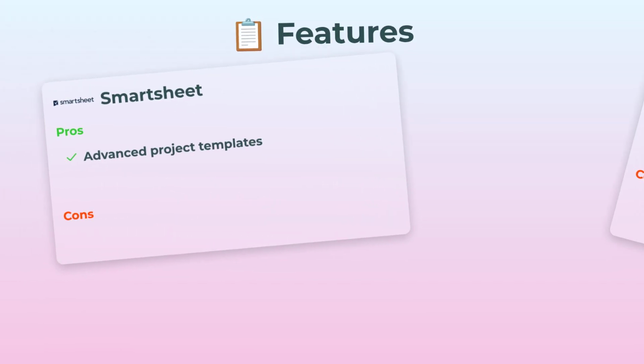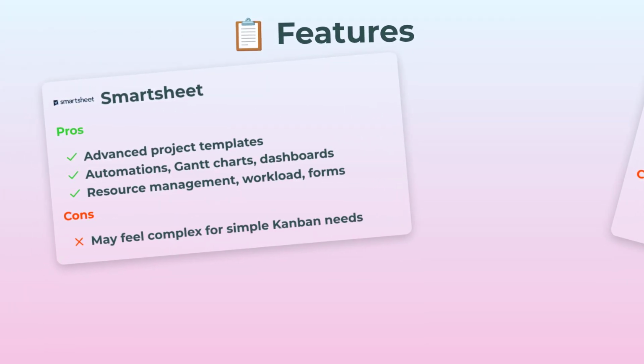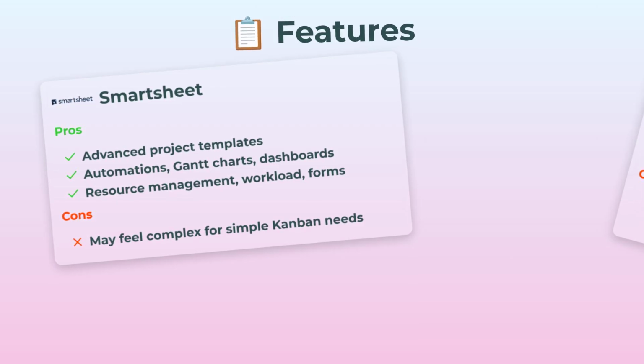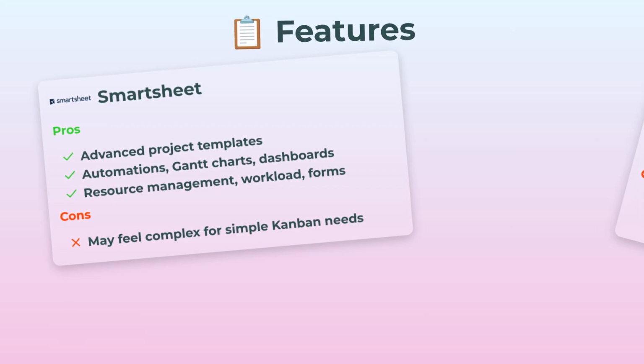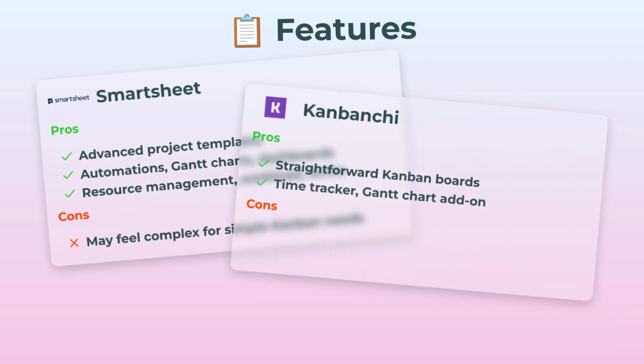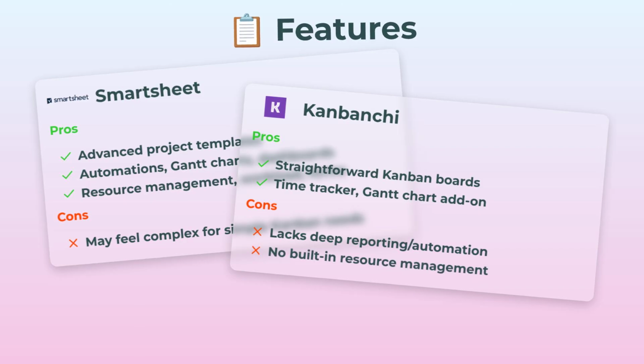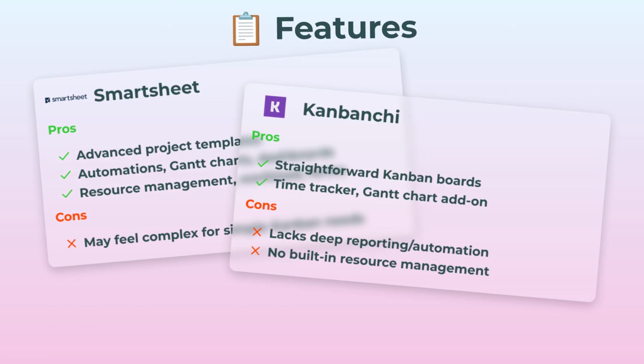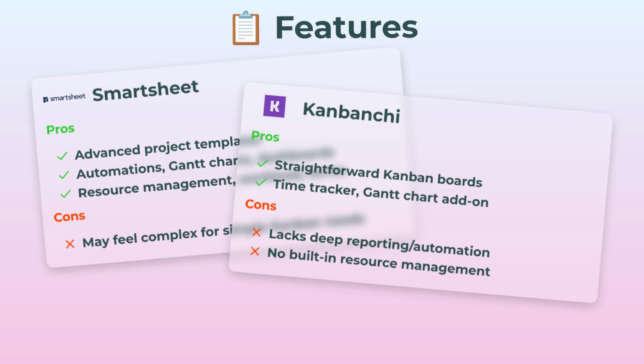Features. This is where things get interesting. Smartsheet pulls out all the stops: advanced templates, automations, actual Gantt charts, resource management, the works. Like, if your project gets complicated, Smartsheet will handle it. Downside? Honestly, if you just need basic Kanban, you'll probably feel like it's overkill. Kanbanchi? Super straightforward: Kanban boards, some time tracking, and you can add a Gantt chart if you need. No frills, but also no overwhelm. Still, in terms of power and depth, Smartsheet walks away with the win.